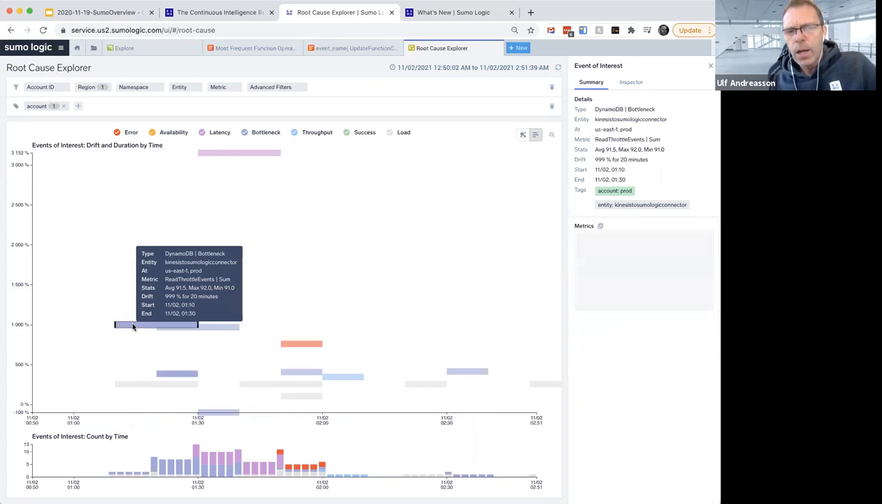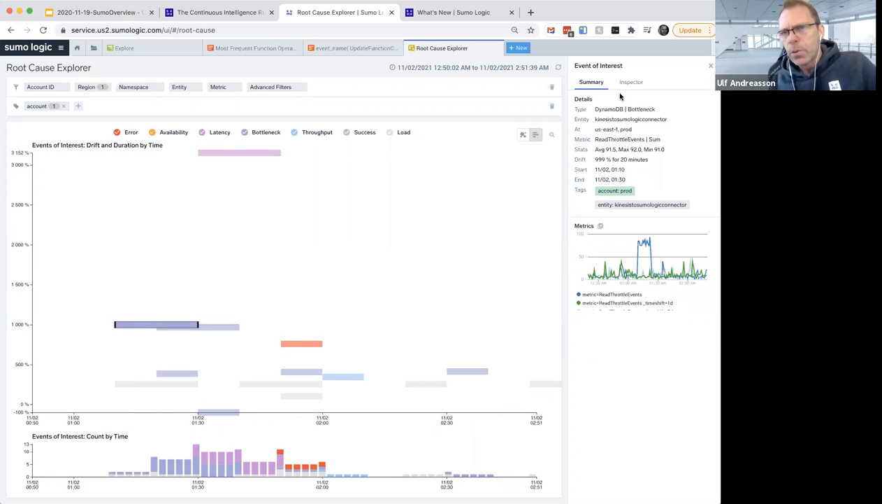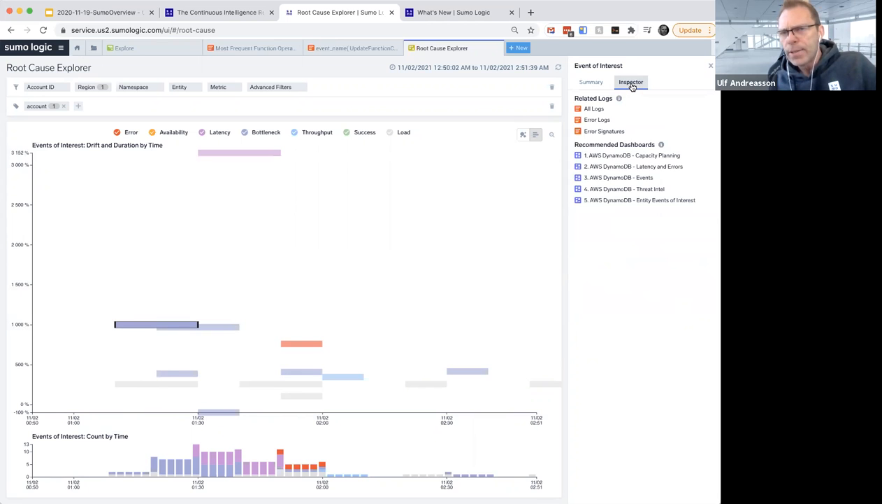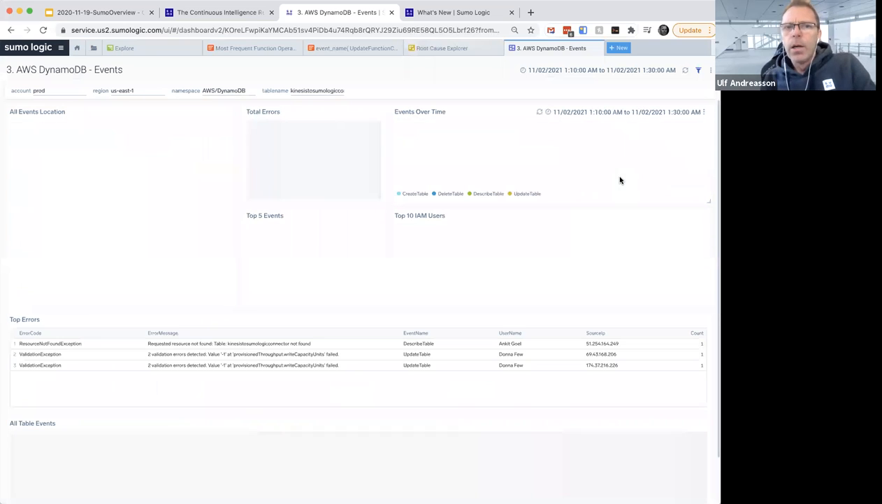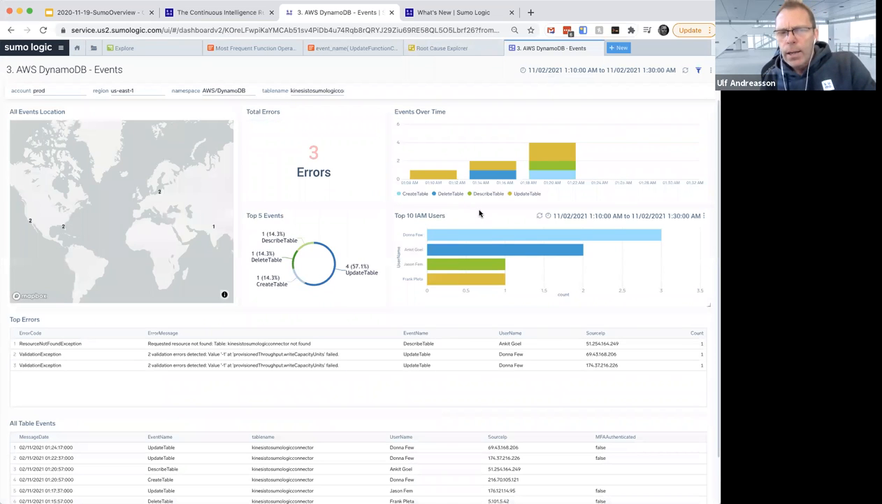Now, given that this happened first, I want to investigate this further. I want to look at what could possibly be the cause of this bottleneck. And given that we're talking about DynamoDB, I want to look at the events of what's happened here with that. That way I can see different events taking place in DynamoDB.